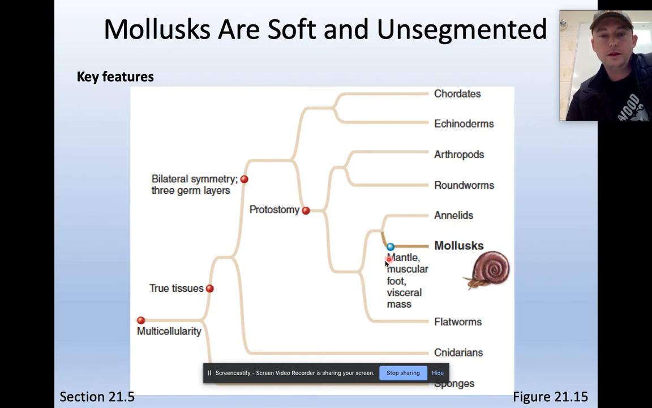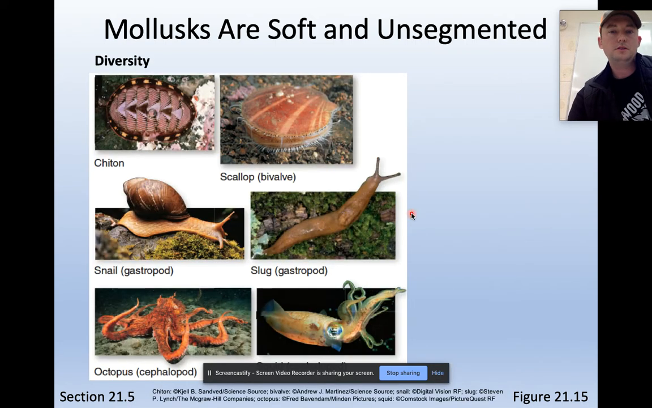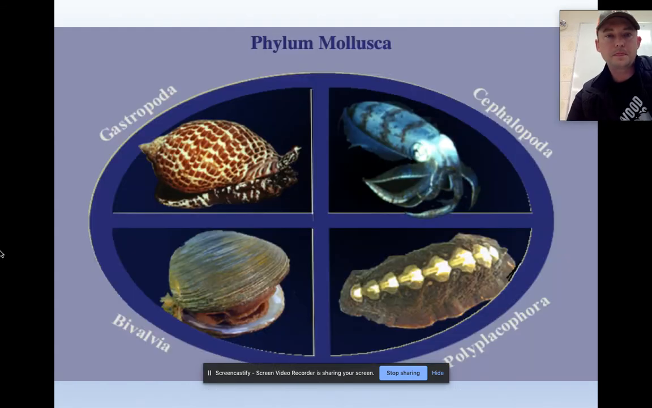So in the mollusks here, we'll continue on looking at these particular synapomorphies: the mantle, molluscan foot, and the visceral mass. Mollusks are incredibly diverse, the second largest phylum on the planet. Their diversity spans mostly within the marine environment. We have chitons, we have the bivalves, scallops, clams, mussels, etc., gastropods, snails and slugs, and octopus and squid. Just a little slide here showing the major diversity.